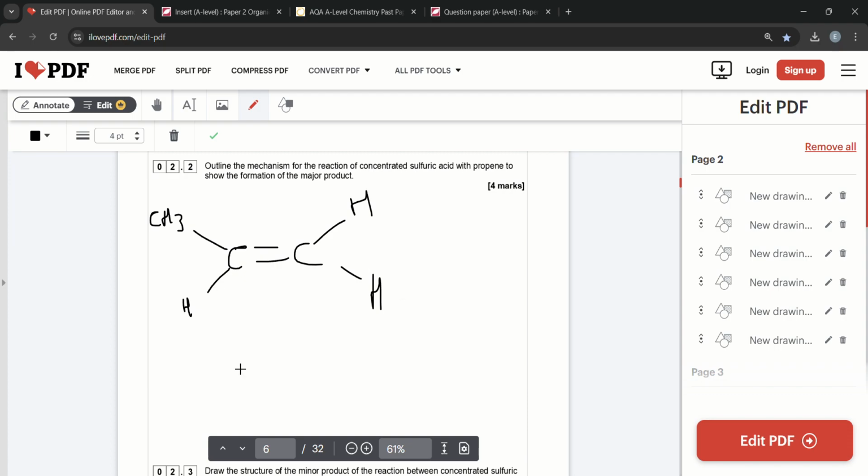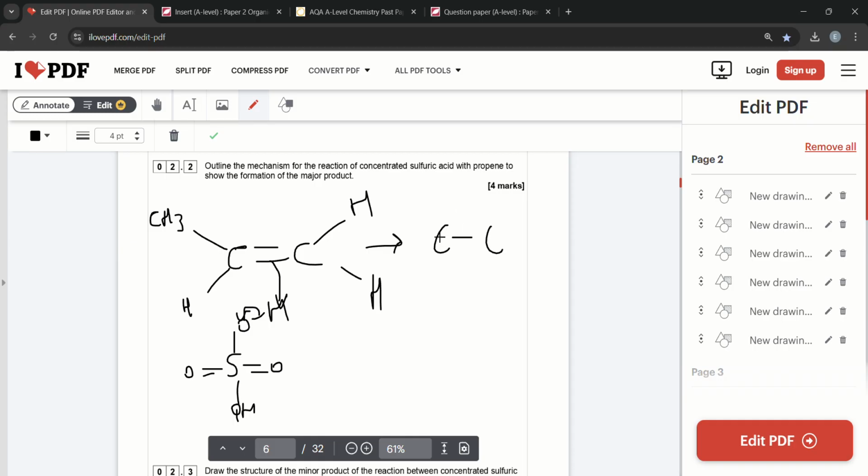And obviously you've got your S double bond O, double bond O, OH, and your O and your H here. And what happens is it goes from the double bond to here, transfer the electrons to the oxygen, and what you get now is you get this.